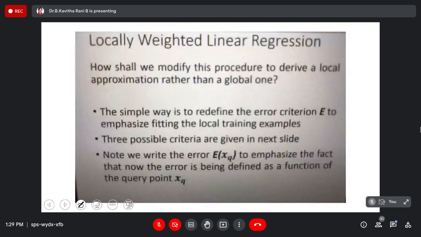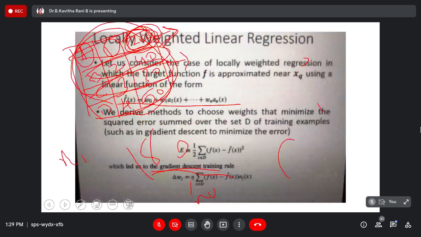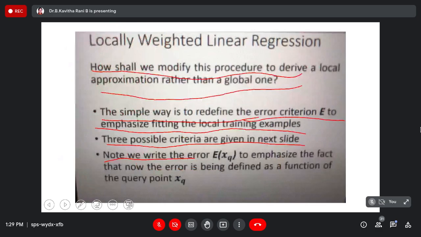How shall we modify this procedure to derive a local approximation rather than a global one? The simple way is to redefine the error criteria E to emphasize fitting the local training examples. Three possible criteria are given in the next slide. Note we write the error E of xq to emphasize the fact that now the error is being defined as a function of the new query xq.